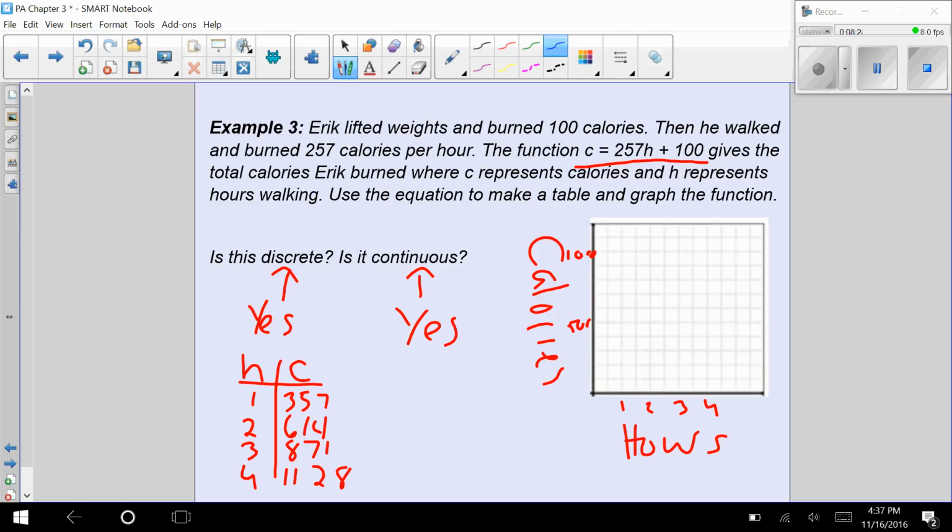All right. 1 goes with 357. 2 goes with 614. So about there. 3 goes with 871. Maybe there. 4 goes with 1,128. Oops, I missed a little bit. So it's going to be about here. I connect those with a solid line. You'll notice for this one, it's not going through the origin. That's okay, it might not always.